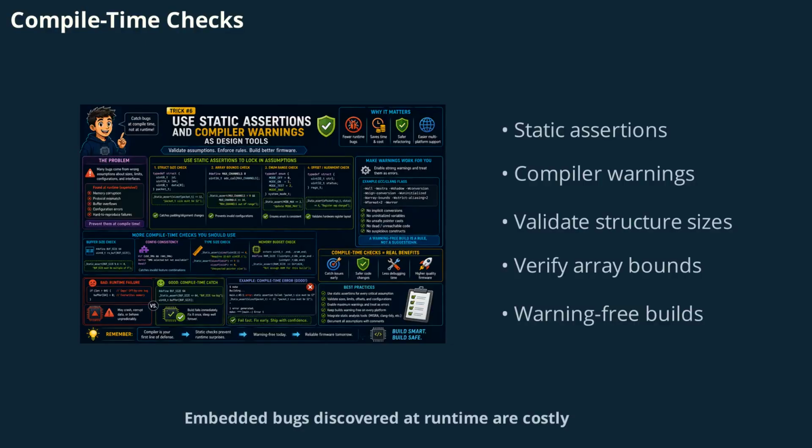Embedded bugs discovered at runtime are costly. Use static assertions and compiler warnings as design tools. Validate structure sizes, verify array bounds, and ensure configuration consistency.